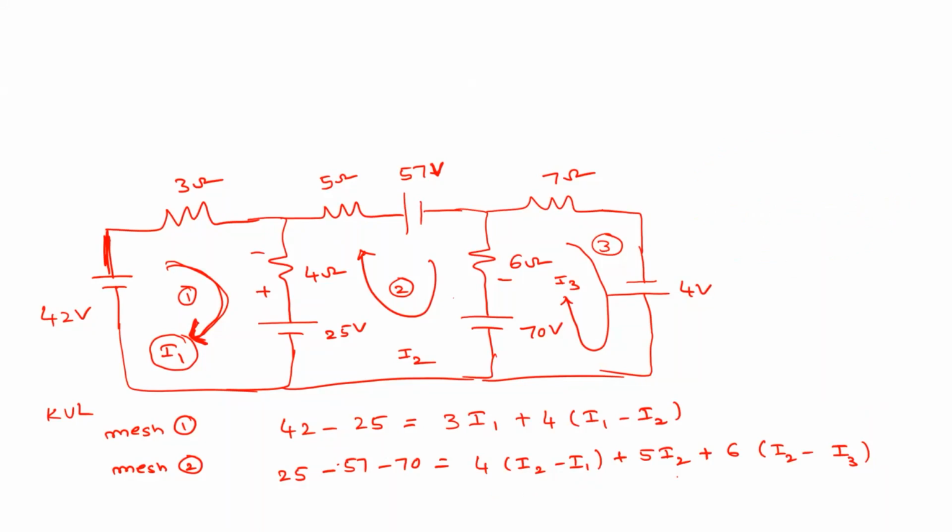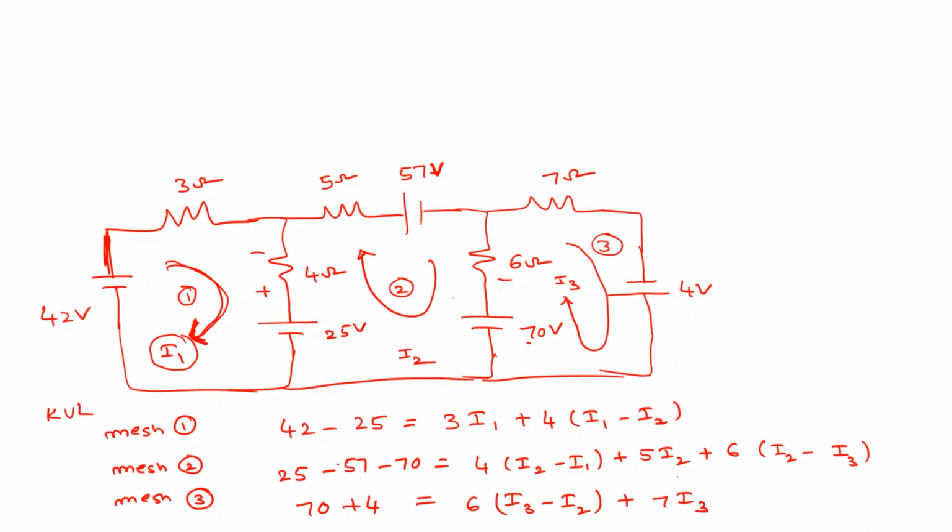So what is the next one? Analyzing mesh 3. Mesh 3. You start from this: 70 plus 4 plus 4, equal to 6 into I3 minus I2, plus 7 I3. That's it, sir. That's all.